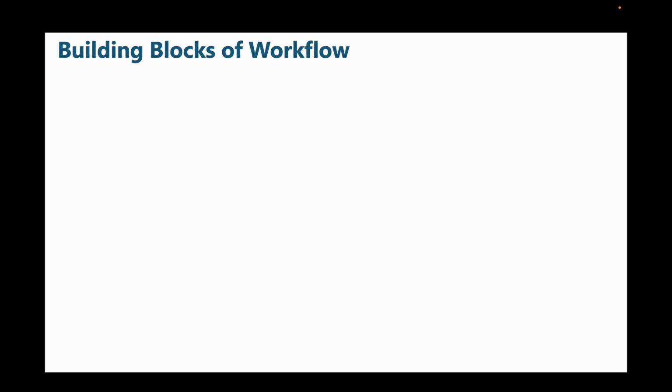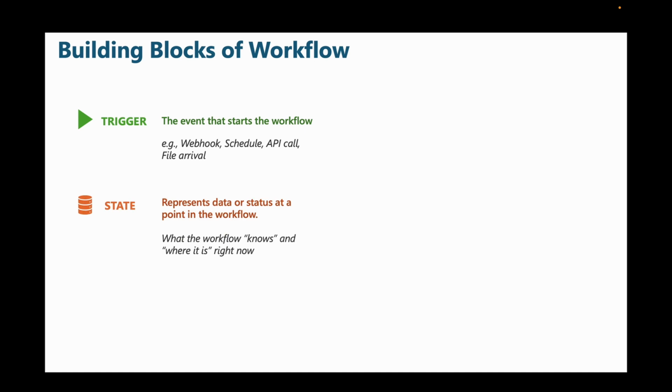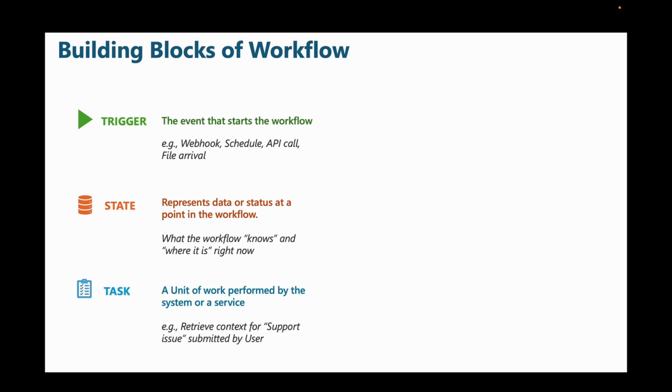Let us look at some common building blocks of a general workflow. Every workflow starts with a trigger, an event such as user request, API call, or a scheduled job. Workflows maintain state, which contains information that has been collected, such as intermediate results, context, and its current progress in the process. Workflow executes a series of tasks. Task is a unit of work such as calling a large language model, retrieving documents, invoking API, etc.